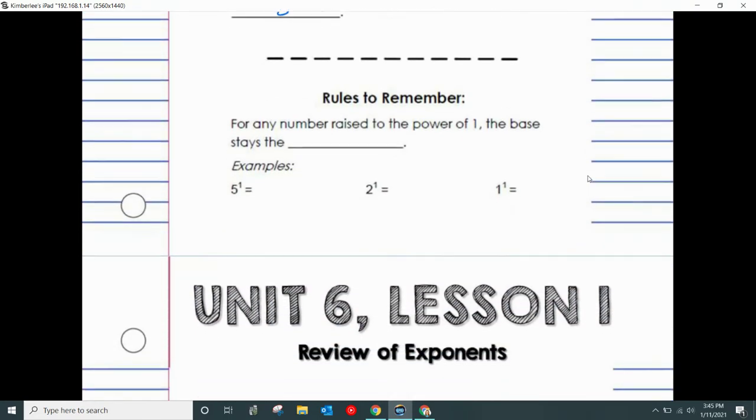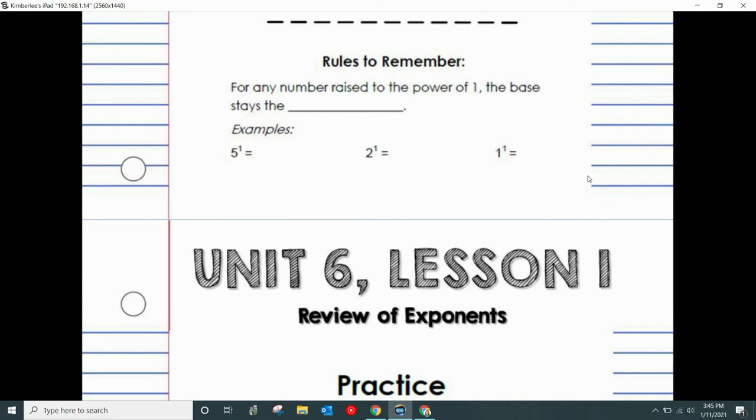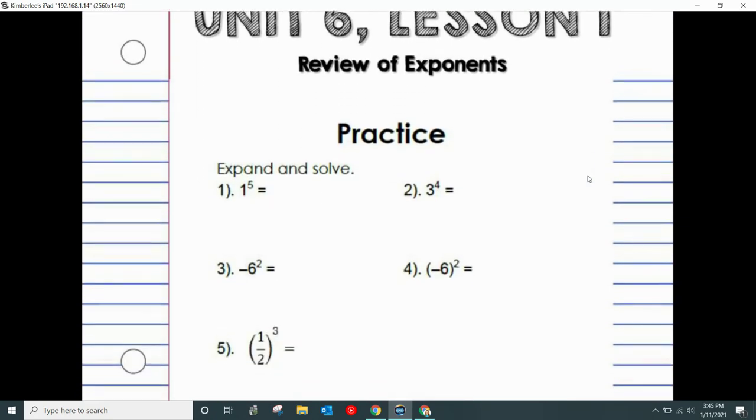So some rules to remember. Any number raised to the power of 1, the base just stays the same. So for instance, 5 to the power of 1 is just equal to 5. 2 to the power of 1 just equals 2. 1 to the power of 1 just equals 1. It doesn't change. So basically, anytime you see a number that does not have a power written, oh, the power actually is 1. So anytime the power is not written, it is 1. It's understood to be 1.